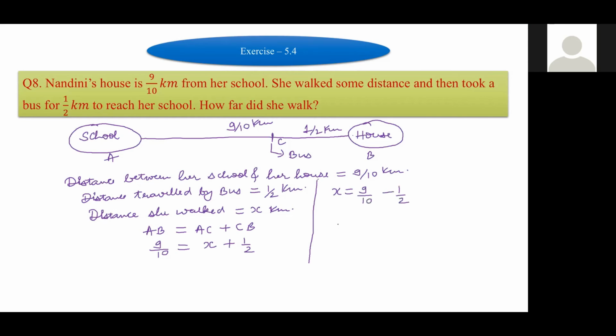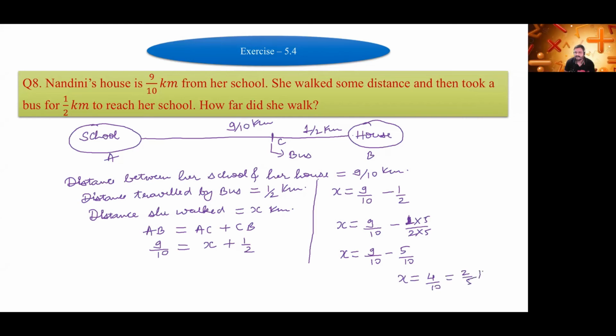Sir, when we subtract, x is equal to 9 upon 10 minus 1 upon 2. 1 upon 2 into 5 upon 5 is 5 upon 10. So 9 upon 10 minus 5 upon 10. So the answer is 2 upon 5 kilometers. Distance she walked is 2 by 5 kilometers.